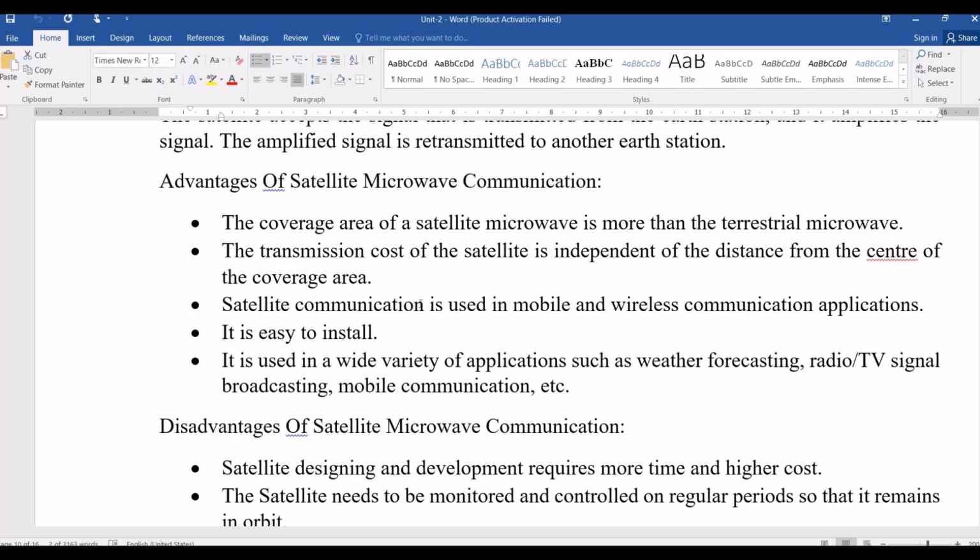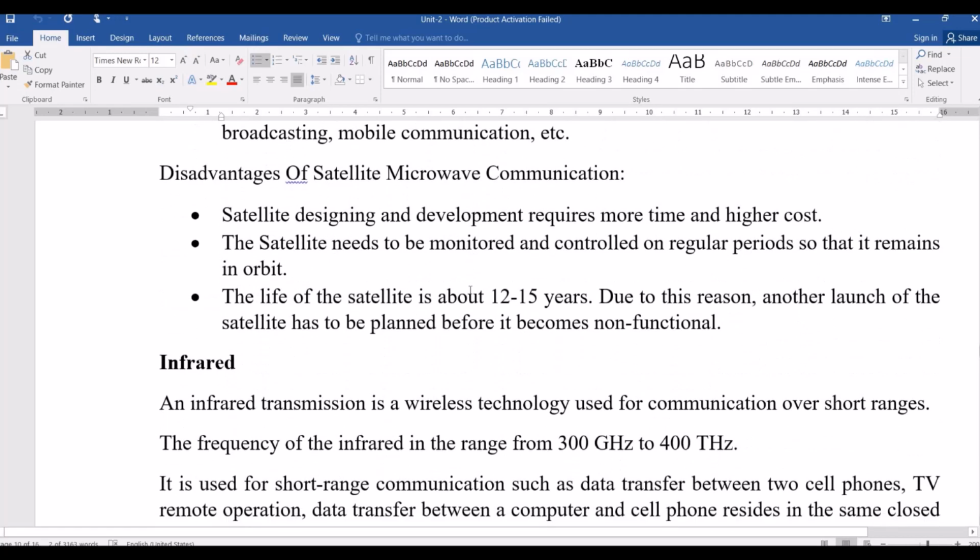The transmission cost of the satellite is independent of the distance from the center of the coverage area. Satellite communications is used in mobile and wireless communications applications. It is easy to install and is used in a wide variety of applications such as weather forecasting, radio, TV signal broadcasting, mobile communications, etc. It's used in many applications.